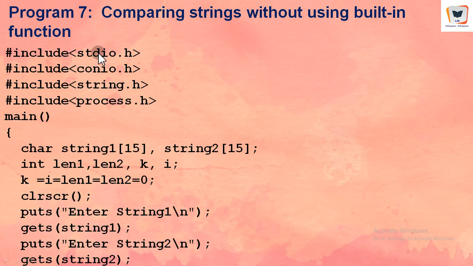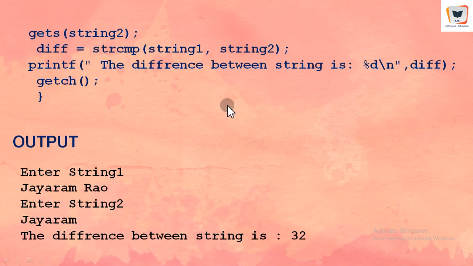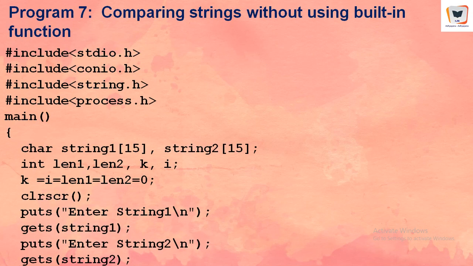Comparing strings without using a built-in function. In the previous program we saw how the built-in function is readily used, but here we will write the program to simulate comparison of the strings. So string1 is 15, string2 is 15, and we have used several integer variables, and we assign all of them to be equal to 0 for a specific purpose in the beginning, and we will see as soon as it comes.